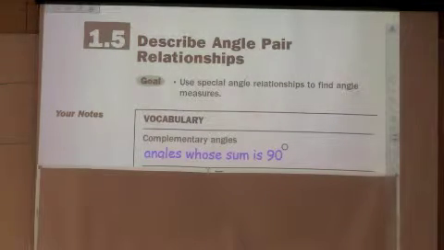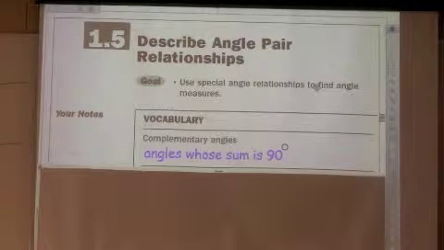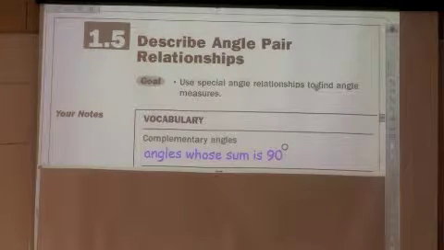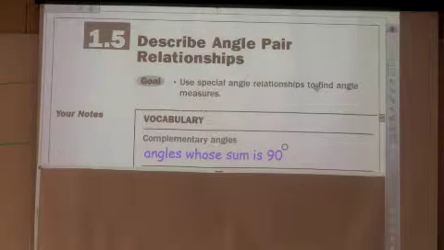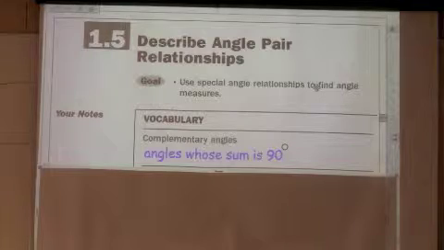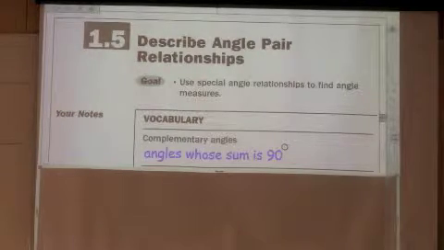Here we go, vocab. First one, complementary angles: angles whose sum is 90 degrees. Anybody know what's called when you have two angles whose sum is 180? Supplementary angles, yeah.